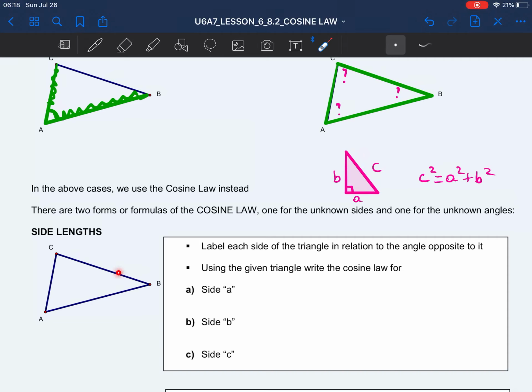In this non-right angle triangle, we have angles A, B, and C. Here go lowercase a, lowercase b, lowercase c, the three sides, and angles A, B, and C.